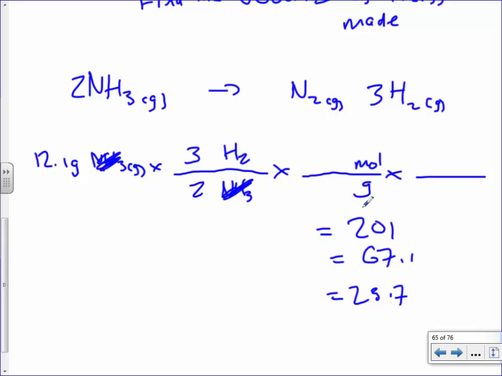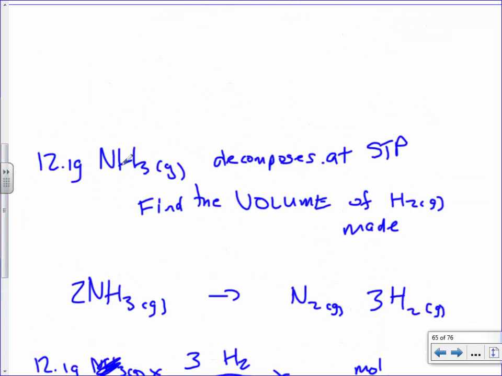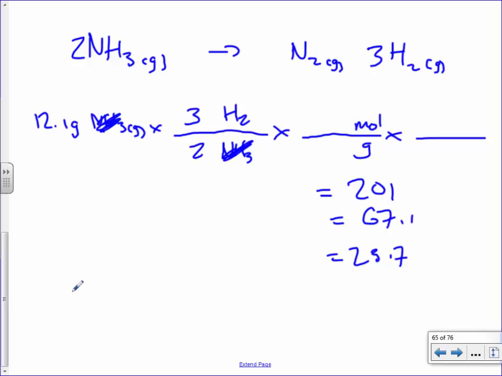The issue is we need to use the molar mass. You have to make sure you use the molar mass of the right thing, though. This grams right here was of NH3. So you have to use NH3's molar mass, not hydrogen's molar mass. Did anybody use hydrogen's molar mass? Okay, that's where your mistake would have been.